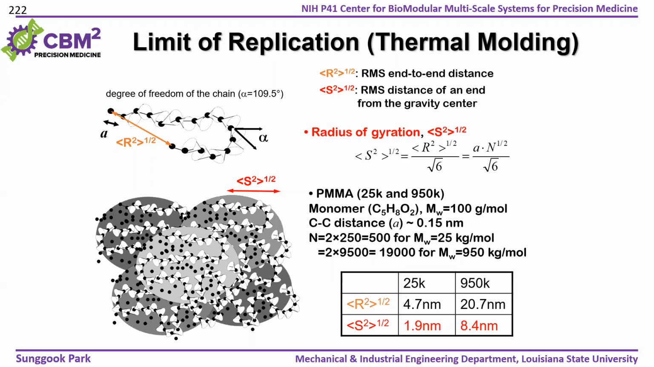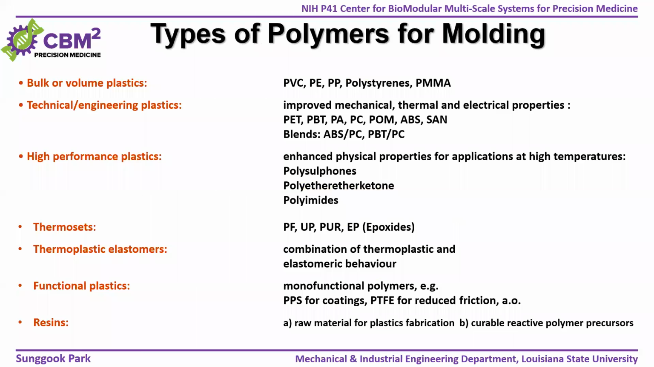using thermal imprinting or injection molding processes. For example, if you have PMMA with two different molecular weights, 25K and 950K, and then, oops, sorry.